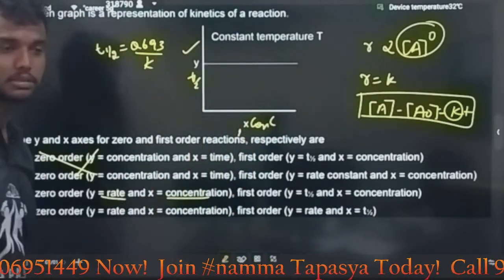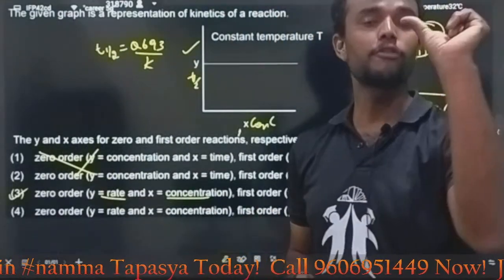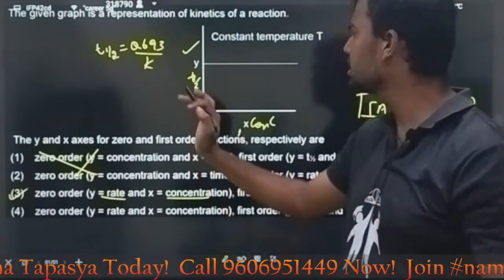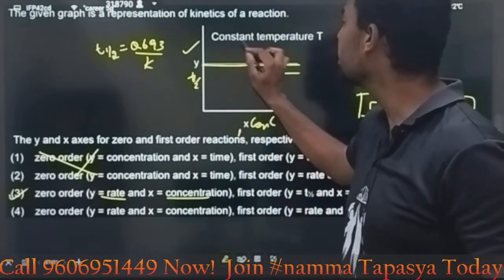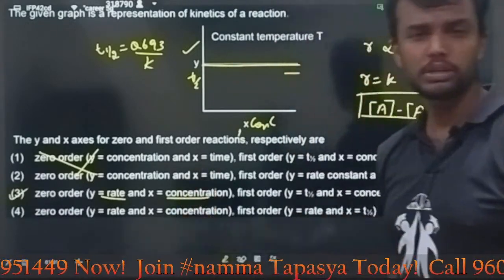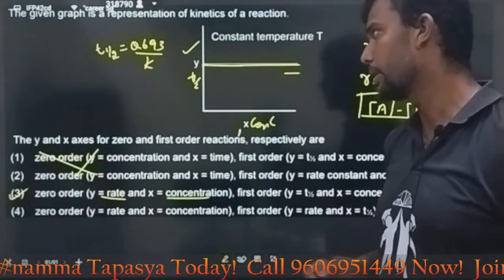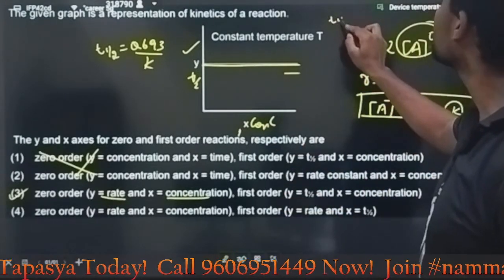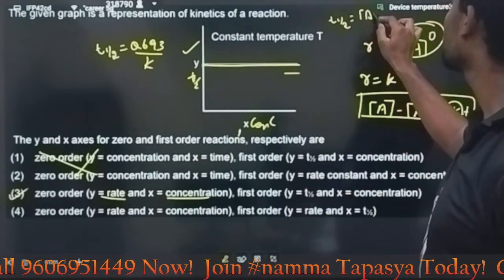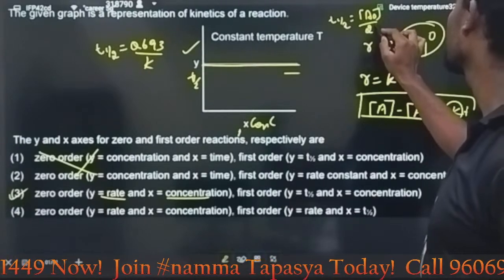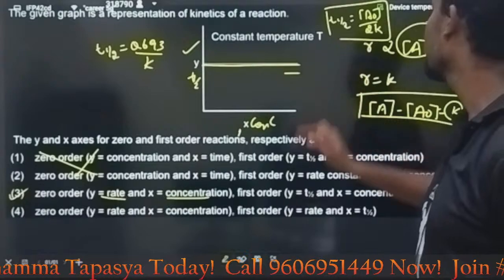Then this is also the correct answer. The answer is option C. Why, my dear students? We already know that whenever you plot a graph of rate against concentration, for a zero order reaction the rate does not depend upon the concentration. Coming to the t-half value, for a first order reaction it does not depend upon the concentration. For the zero order reaction, the relation for t-half is A0 by 2K. Correct? A0 by 2K. That is for t-half.